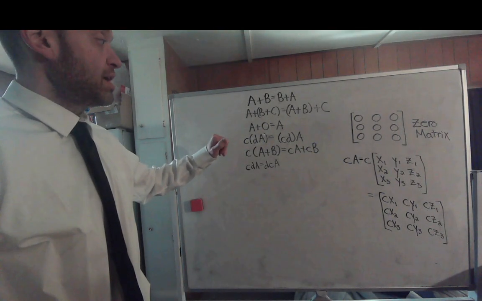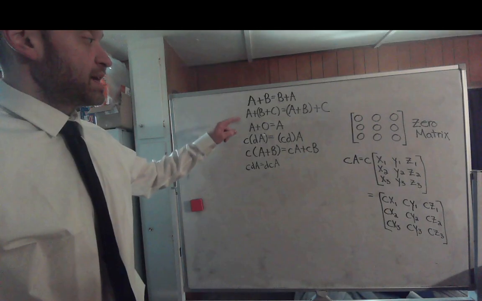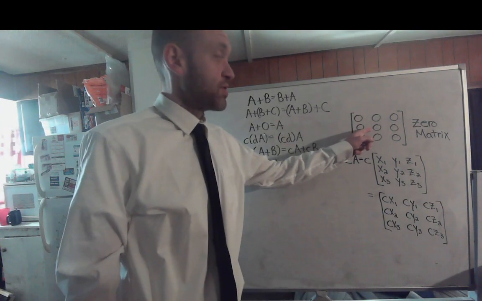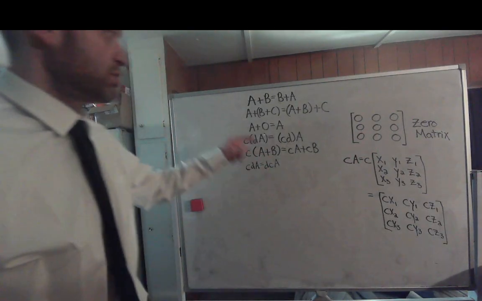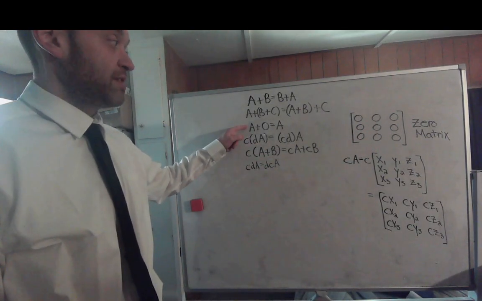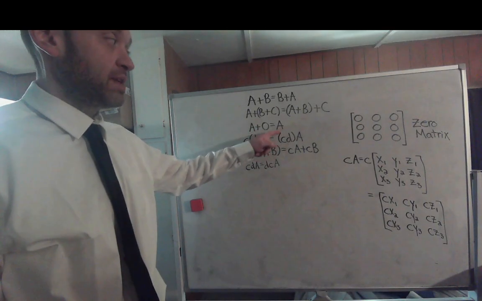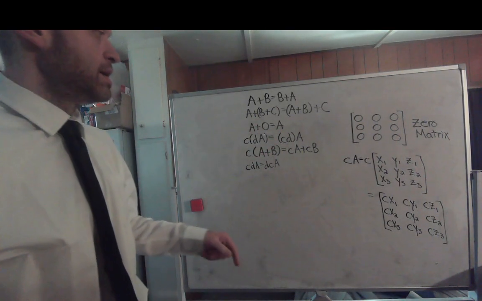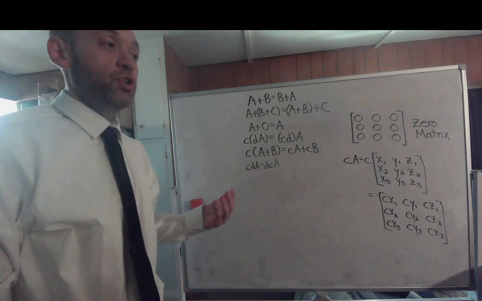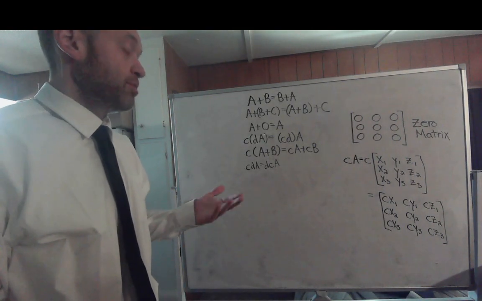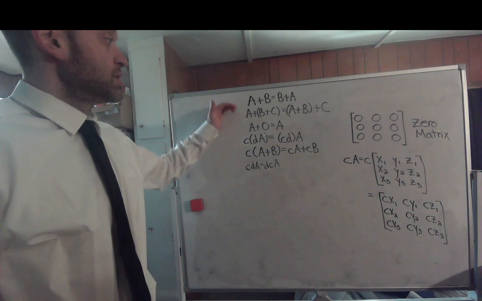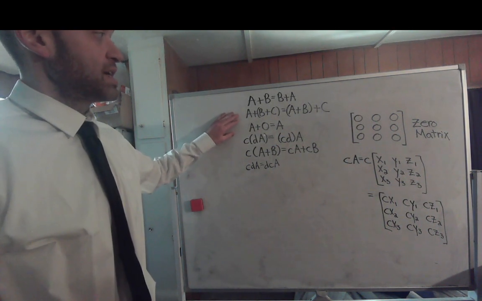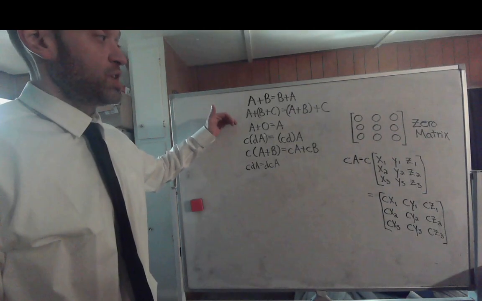And then if you take the zero matrix, here's a 3 by 3 zero matrix, so assuming that A is a 3 by 3, if I add the zero matrix to it, I'll get the matrix A back. Just like you add 0 to a number, you get the same number back. So those are your basic properties of matrix addition.